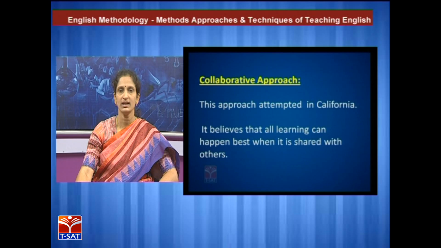So, the collaborative approach believes that the learner can do best when it is shared with others. If they have any thought in their mind, whether it may be joyful or sad, or whatever type of concept it may be, it should be shared with others. So, the sharing of knowledge or information collaboratively makes for effective learning. That type of environment should be created as part of the collaborative approach.